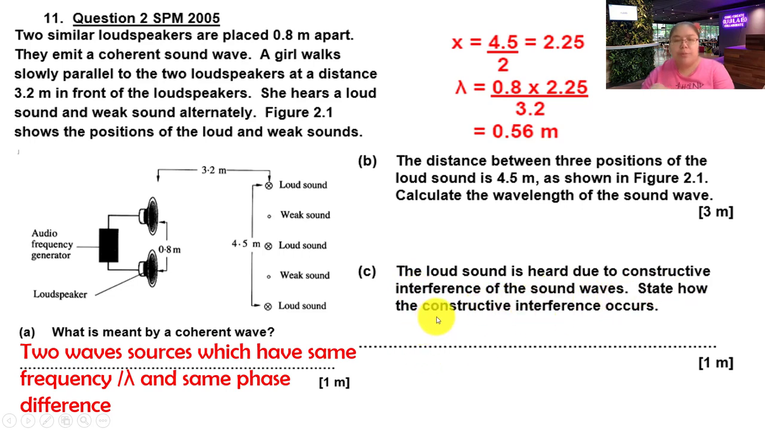Okay, the loud sound is heard due to constructive interference of the sound wave. State how the constructive interference occurs. So you must say constructive interference occurs when the louder sound meets the louder sound. Then the constructive interference can occur. So we can see here, crest meets crest, then trough meets trough. Then constructive interference will occur.